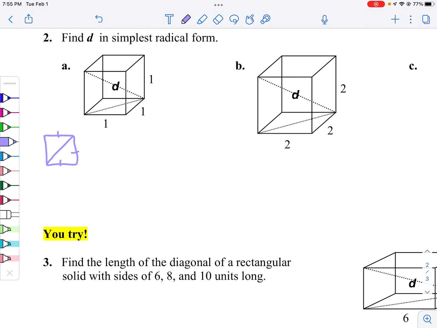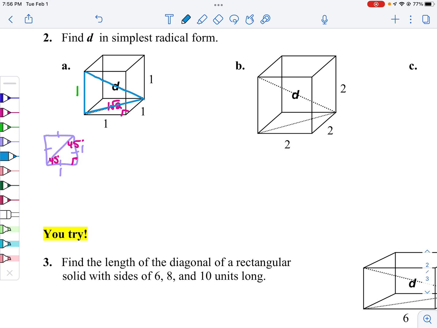Now we've learned in the last couple days, hiding in a square is a 45, 45, 90 triangle. So we have this little right angle in here. Our pattern for this is x, x, x root 2. So this diagonal is actually going to be 1 root 2. So now, kind of like the last question, we have another right triangle hiding in this picture. I can see this right triangle here.